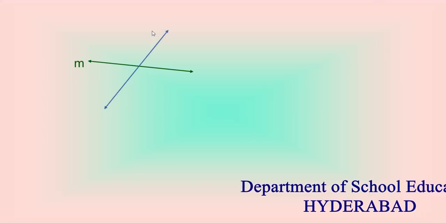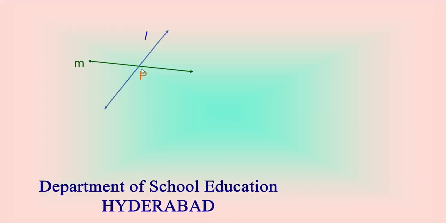A line M and another line L intersect at P. So two lines meet at point P. Therefore, these lines are called intersecting lines and P is called the point of intersection.